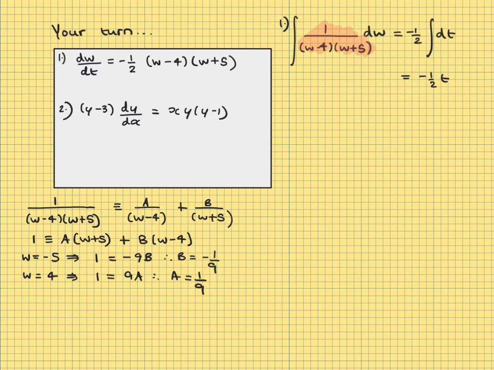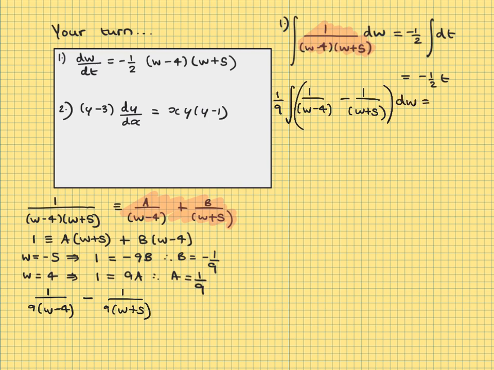So my partial fraction decomposition here is 1 over 9(w minus 4) minus 1 over 9(w plus 5), like that. And I have to integrate these two results up over here. I'm going to take the 1/9 outside of the integrals, so 1 over w minus 4 minus 1 over w plus 5. You can either do these as two separate integrals, or the integral of the subtraction here doesn't make any difference, and this is equal to negative a half t on the right hand side.